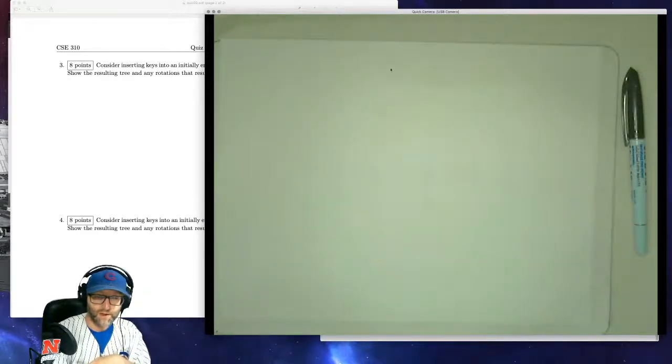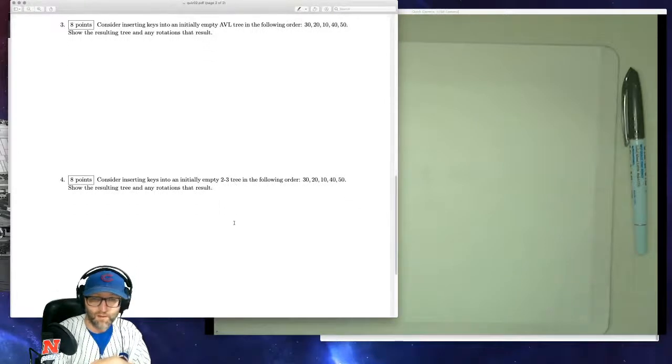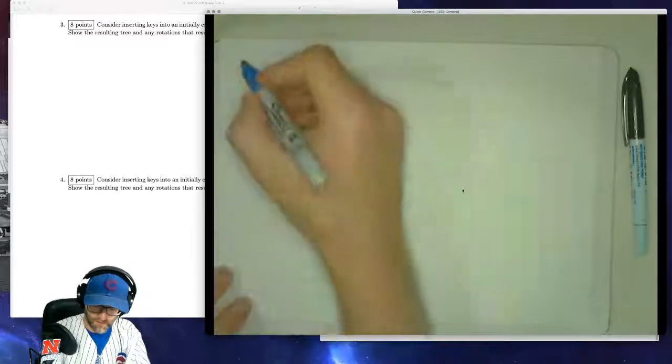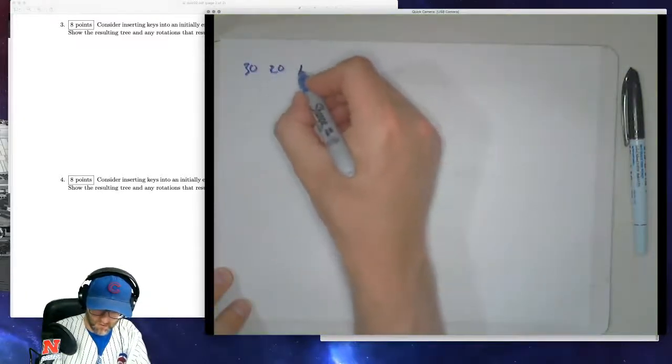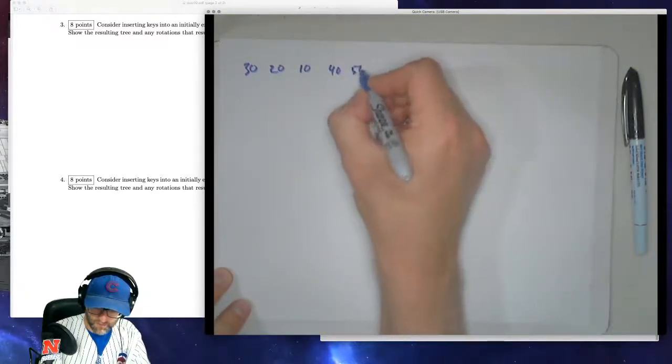Same sequence of keys, but into an initially empty 2-3 tree. So 30, 20, 10, 40, and 50. Okay?